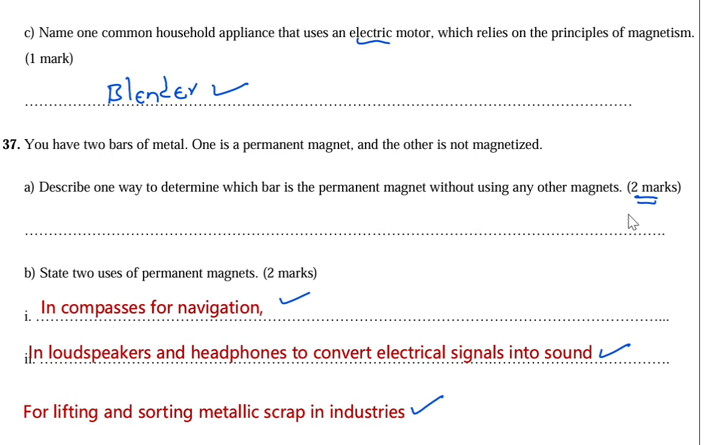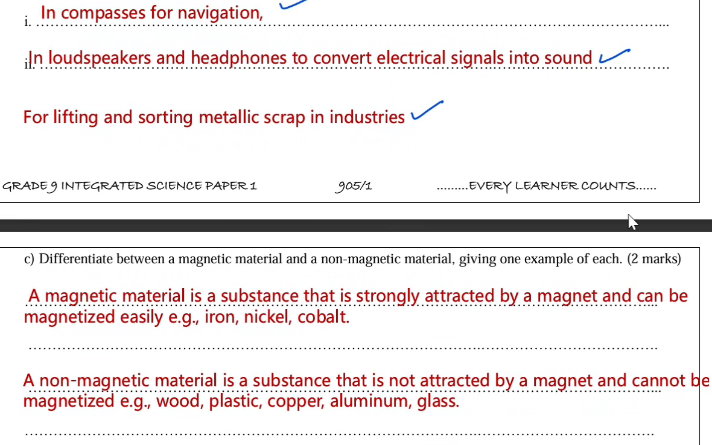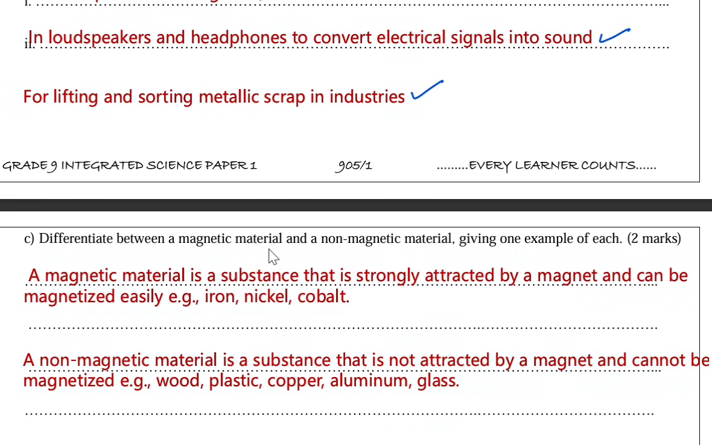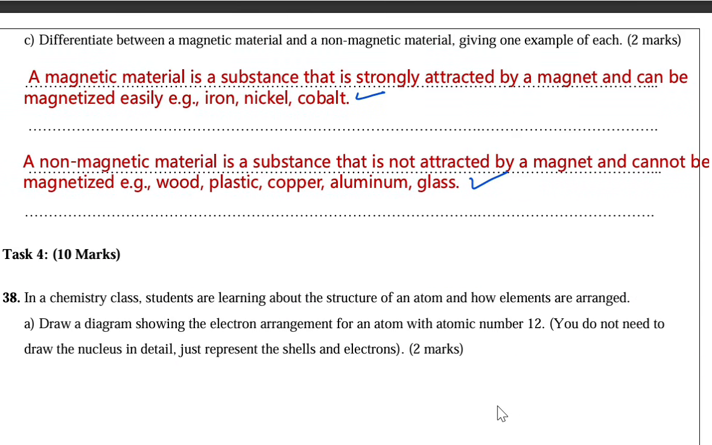We continue with question number 38. Differentiate between a magnetic material and a non-magnetic material, giving one example of each, 2 marks. A magnetic material is a substance that is strongly attracted by a magnet and can be magnetized easily. Examples are iron, nickel, and cobalt. When you're told to differentiate and give an example, make sure you differentiate and then give the example. Part B, a non-magnetic material is a substance that is not attracted by a magnet and cannot be magnetized. Examples are wood, plastic, copper, aluminium, glass, etc. So we get those 2 marks. Task 4, then you have 10 marks.